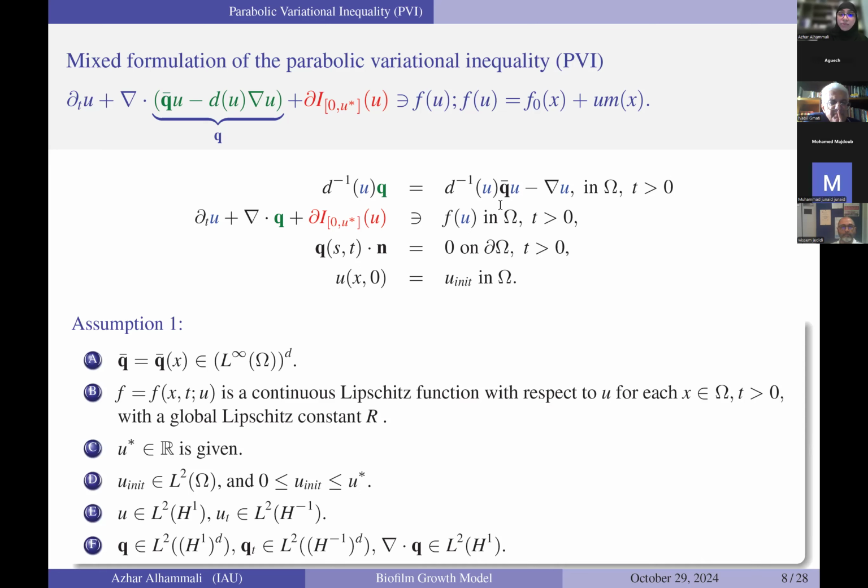And we set these assumptions. Q bar, the velocity, belongs to L infinity. The source term here is a continuous function with respect to U, as you see here. M here is the Monod function. U star, the maximum density, is a positive constant. The initial function belongs to L2 and also satisfies the box constraint. And also we set these regularities on the solutions, U and Q.